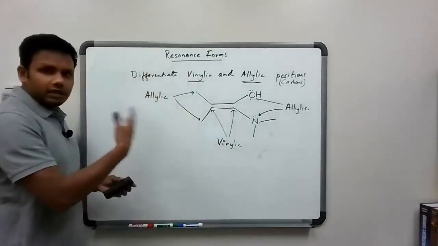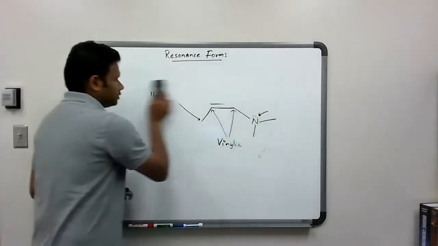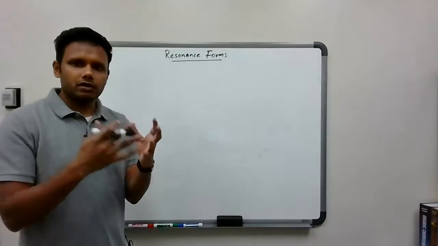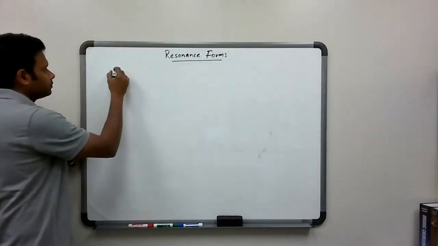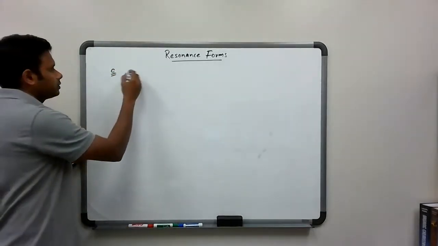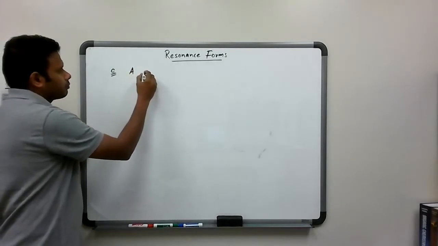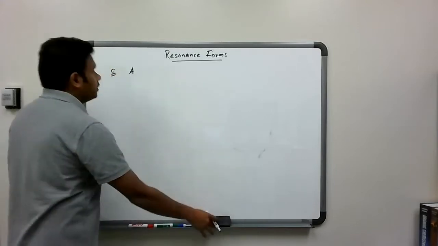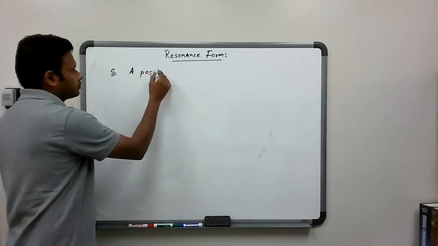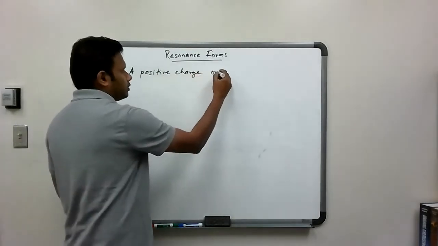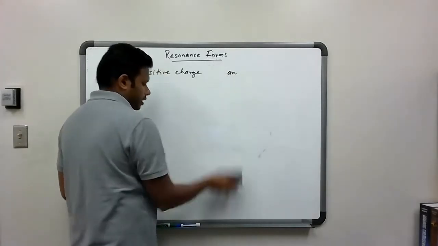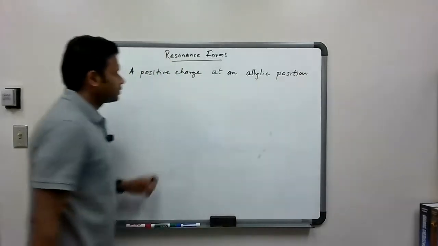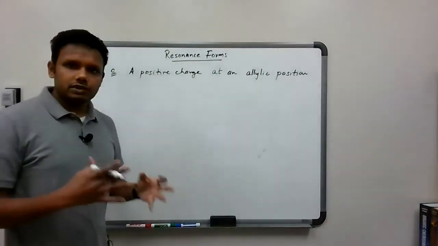We need this for the next set of scenarios that we're going to see. We need to understand the difference between a vinylic and an allylic position. In fact, we're going to be talking about the allylic position. So the next scenario where resonance is possible is when you have a positive charge at an allylic position. This is the next scenario where we can do resonance.